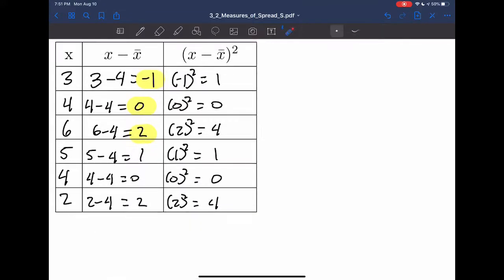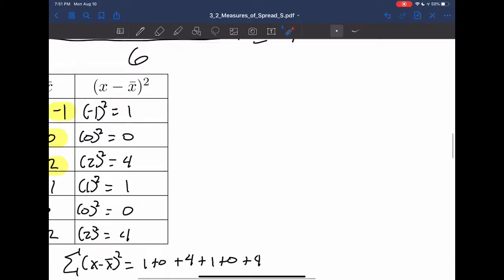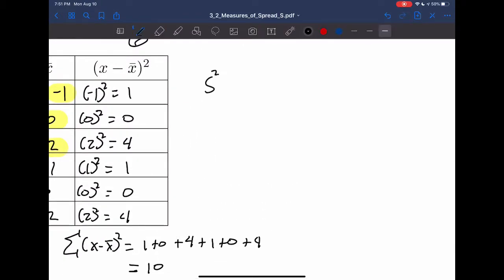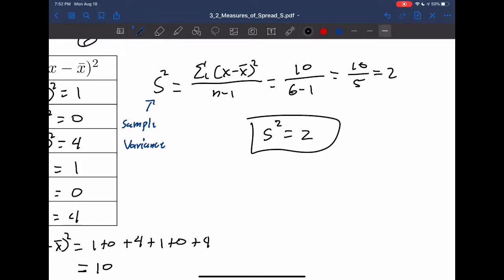Then you have to take the sum of all these values, which is just the summation of x minus x bar squared. So it's just adding all these up. And this should give you 10. But are we done? No, because remember that our sample variance, not our population variance, that's different, is equal to the summation of x minus x bar squared over n minus 1. We know the top one, which is 10, and the bottom is 6 minus 1, because the number of observations in our data set is 6. So we have a variance of 2.